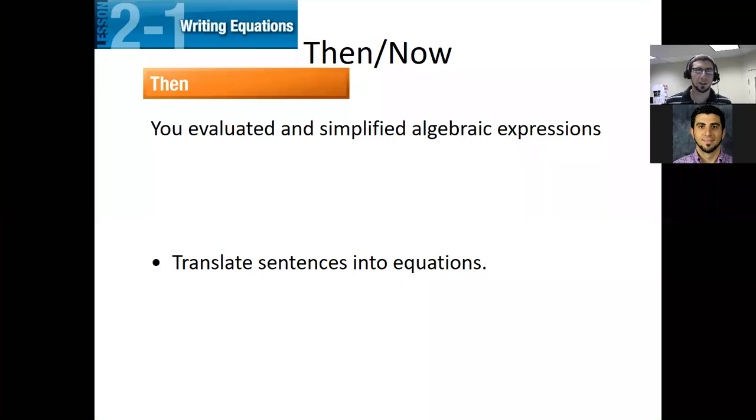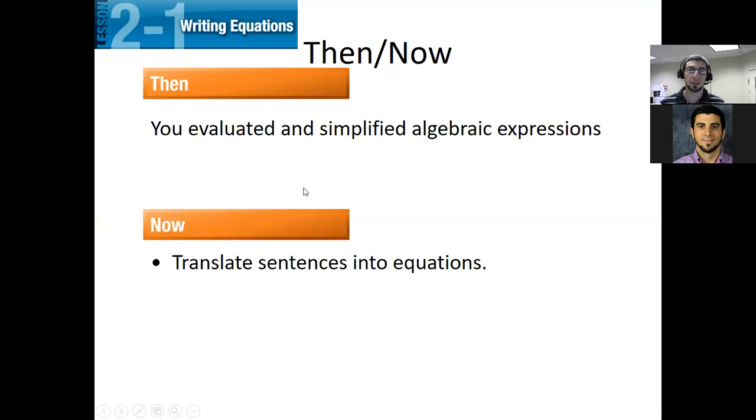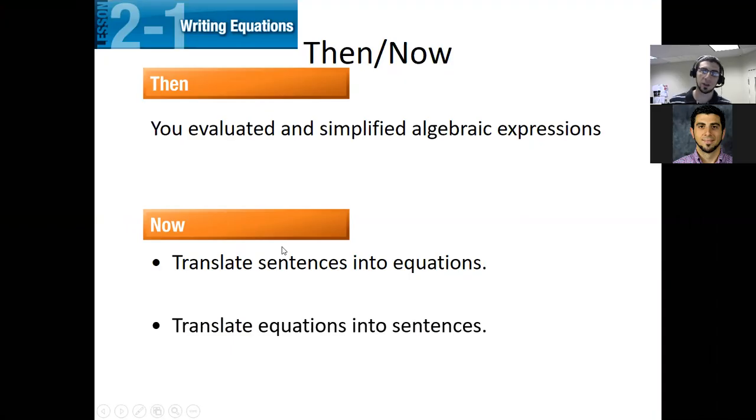All right, guys, getting into chapter 2 now. Chapter 2 deals with linear equations. And in this first section, we're going to talk about writing equations. So previously, we evaluated and simplified algebraic expressions. And now we're going to translate sentences into equations and translate equations into sentences.